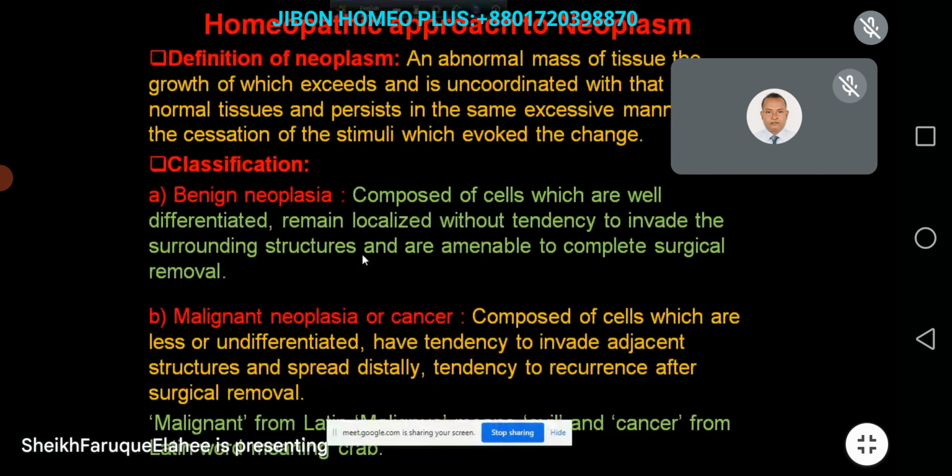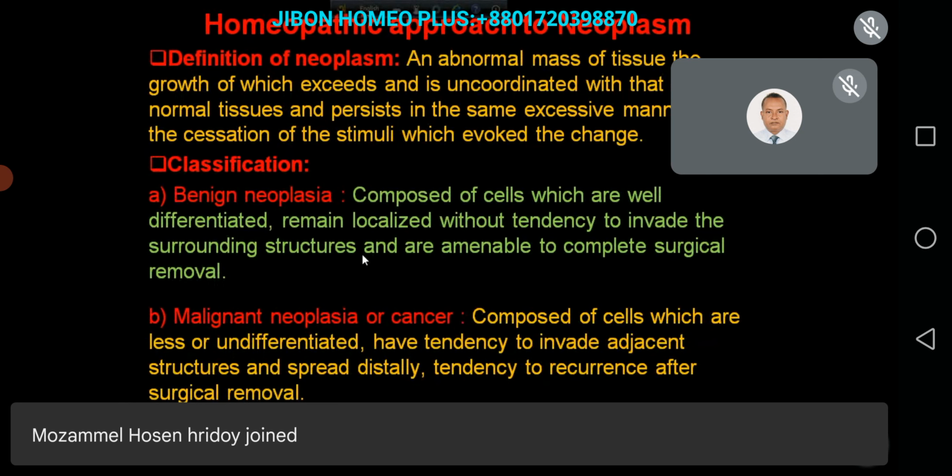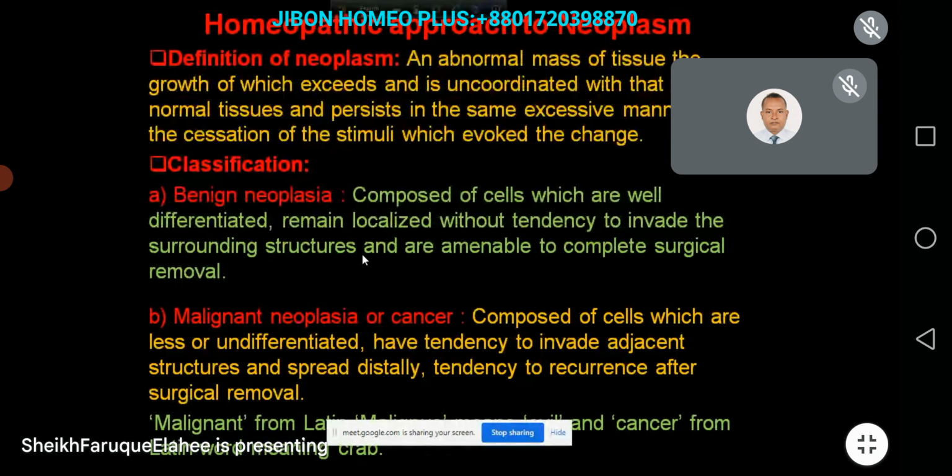Say if it is hyperplasia of the prostate, say if the prostate gland is going to have neoplastic change. If it is benign, there will be hyperplasia limited within the prostate. It will never cross the prostate and invade the surrounding structure, and it is amenable to complete surgical removal. And if you remove this whole structure, it means this neoplastic change will be over.